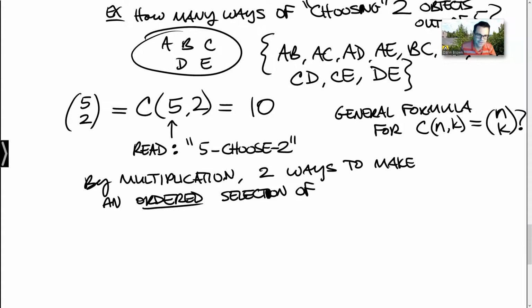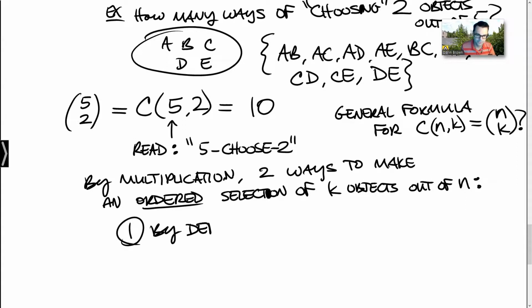But there are two ways to count the number of ordered selections of k objects out of n. There's only one answer, but there are two ways to count it. Number 1, by definition, the number of ways to do this is n permute k. That's what an ordered selection is, not unordered, ordered. But there's another way to do it.